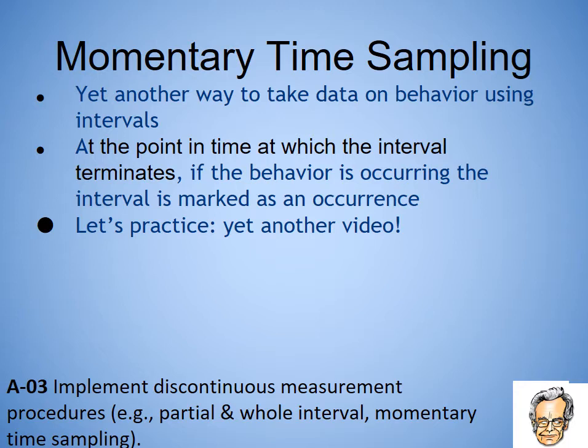Momentary time sampling. So think of it like this. We're observing a patient, and we're observing several others. You have a little timer, and that timer goes off. You look up. If the behavior is occurring, you mark it as occurred. Even if it didn't occur any other time, if it's occurring when you looked at them and when that interval was up, you marked it as occurred.